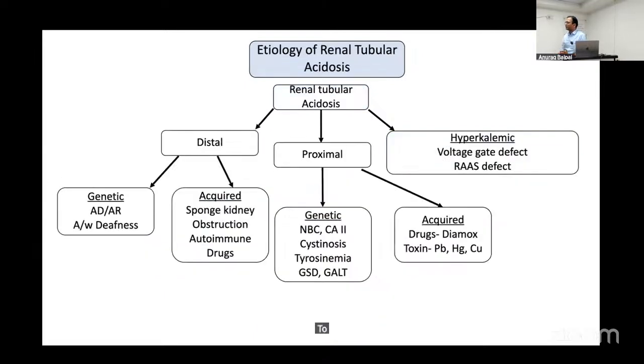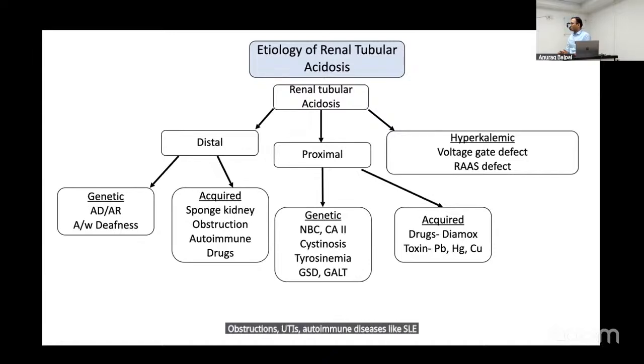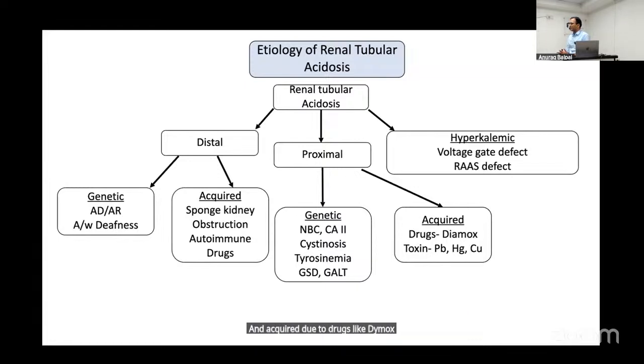So briefly about the etiology of RTAs. Distal RTA can be genetic and they may have associations like hemolytic anemia and deafness. They can be acquired also due to malabsorption, malformations, obstructions, UTIs, autoimmune disease like SLE or Sjogren's syndrome, or drug induced. Proximal can be genetic due to sodium bicarbonate channel defect, carbonic anhydrase 2 defect, stenosis, tyrosinemia, fructose intolerance, galactosemia, and other defects. So hepatomegaly, as you said, is the most important. Yes, sir. And acquired due to drugs like diamox, aminoglycosides, topiramate, toxins like mercury, lead, and copper.